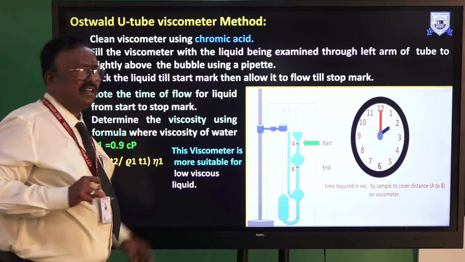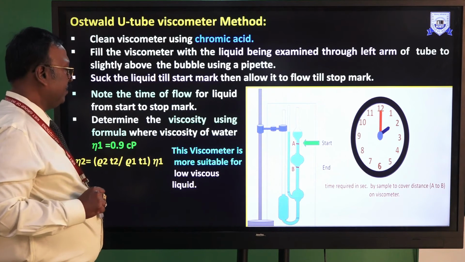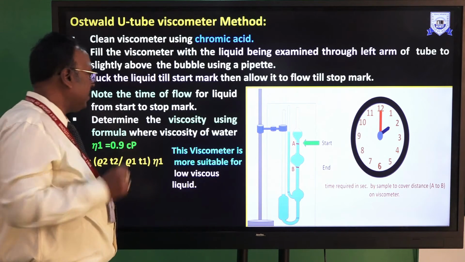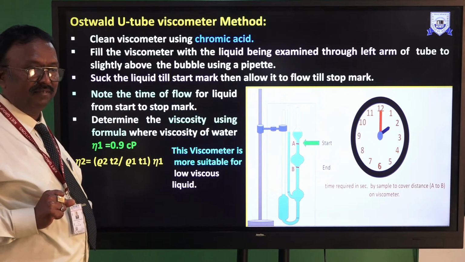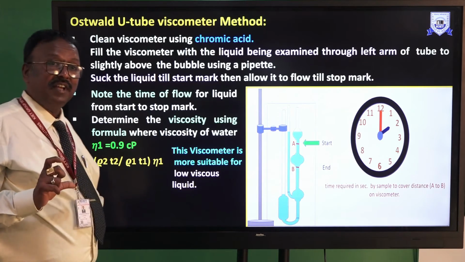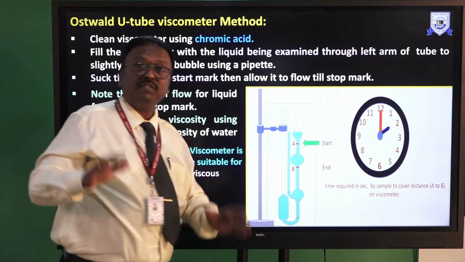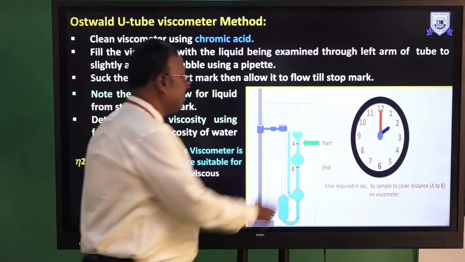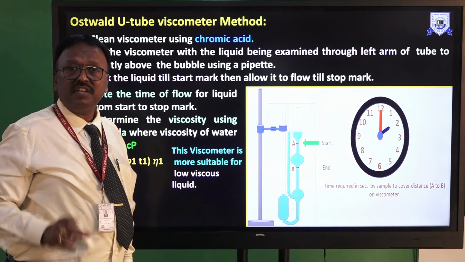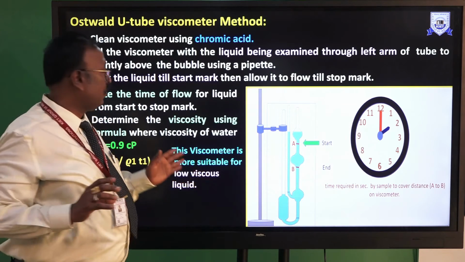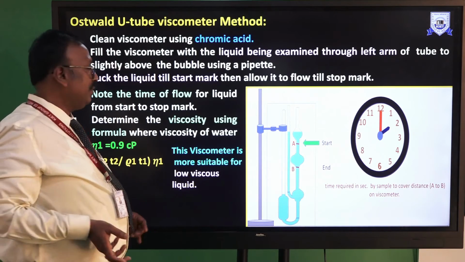This method or instrument is suitable only for low viscous liquids. If the liquid is highly viscous, this method is not used, because a highly viscous liquid cannot flow properly in this capillary tube. That is the drawback. This is applicable only for low viscous liquids whose viscosity can be determined.